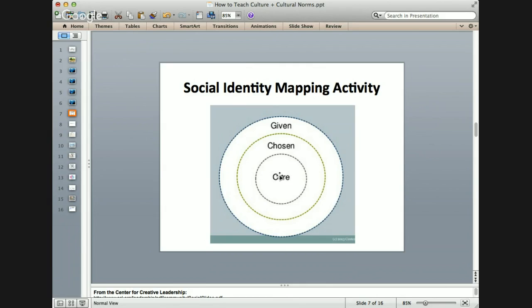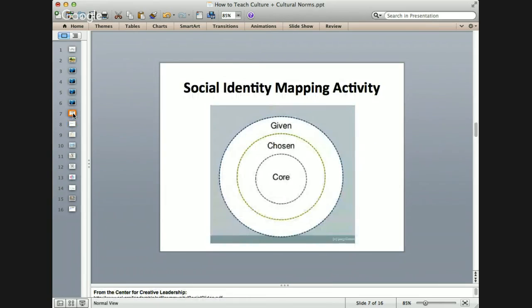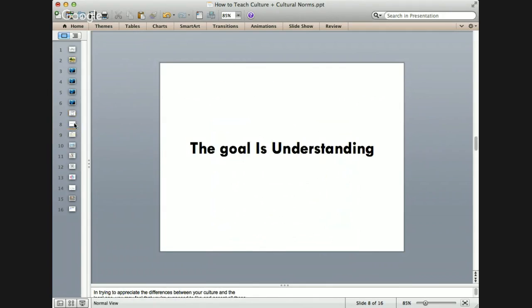So it's important. I think what you'll end up finding as you run this activity is a lot of people have similar core values, but there will be some differences, and that's affected by where we've been, the life experiences we've had. So this is a good activity to help understand, at a personal level. But again, the main reason why we run this activity, the main reason why we talk about culture in general, is the goal is understanding.